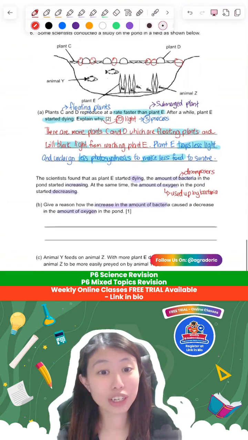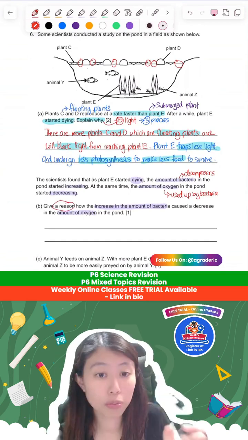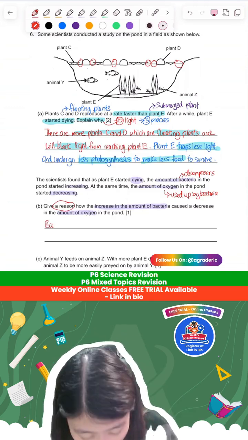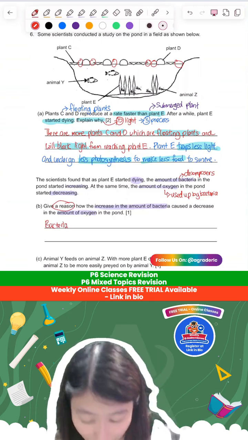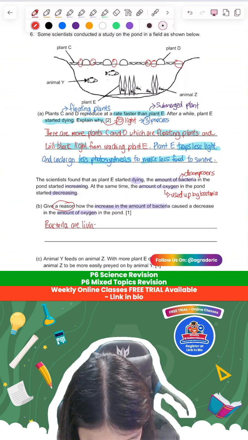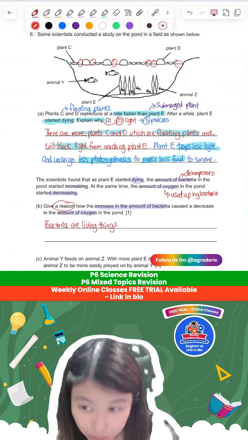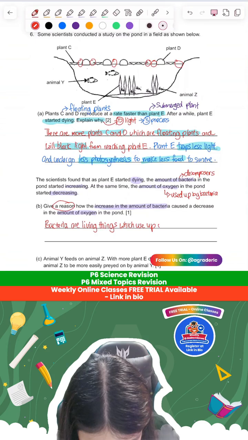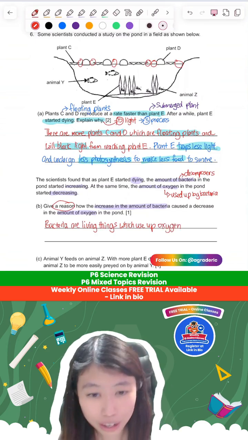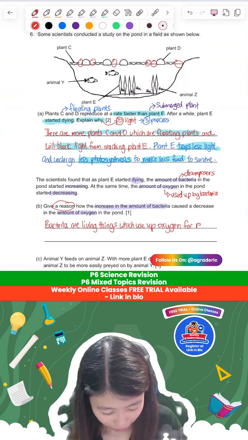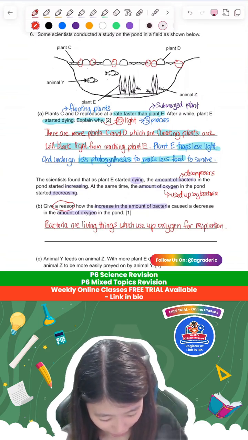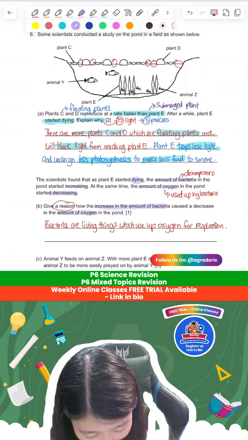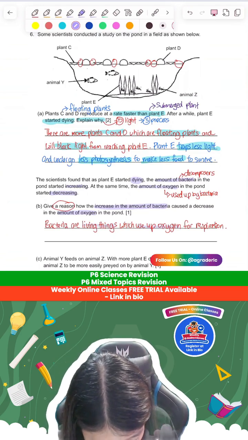Okay, so everybody just give a reason. So it will be 1 mark, short answer. Okay, because bacteria, I write this one down. Okay, some of you have given me your answer. Very good. Bacteria are living things, which use up oxygen for respiration. Okay, I'm going to highlight the key things. All right, you need to mention use of oxygen, respiration.